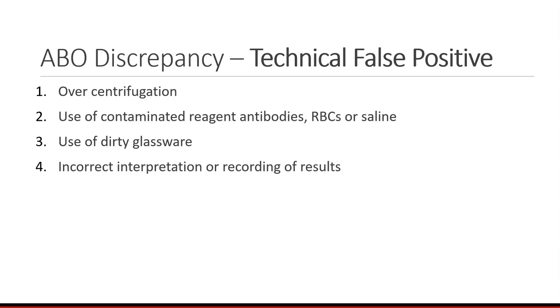Use of contaminated reagent antibodies or red cells or saline. Use of dirty glassware, which we don't wash here in the United States, but there are certain areas of the world that do. If there's stuff left behind, that could cause a false positive. Incorrect interpretation or recording of results for the same reason. You look at that tube, you look at the spot where you're going to record it, and as you're looking, you interpret and record that result.